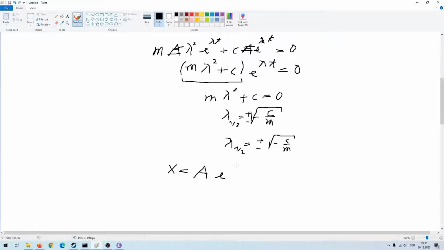times e to the power of, let's go with the plus first, square root of minus c divided by m t plus b, because we have two solutions, minus square root of minus c divided by m times t. There we go.